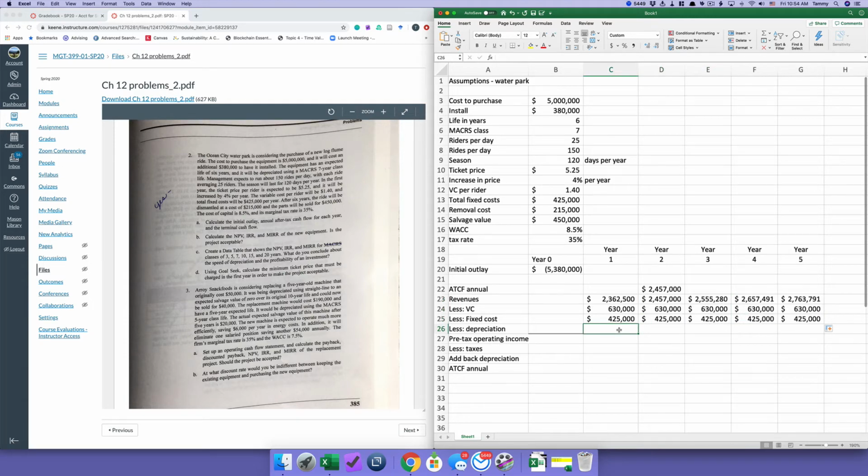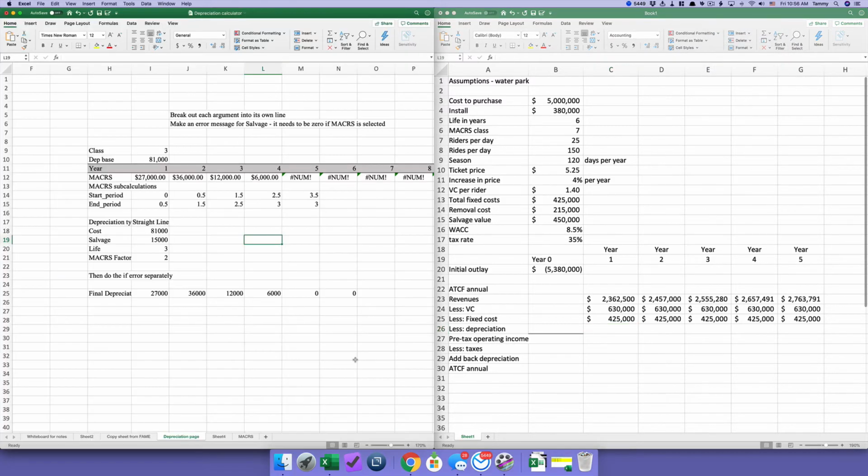I'm going to pause the video right now and find the depreciation sheet from the prior workbook. Okay, so I found the worksheet where I took you through the details of how to do the MACRS depreciation calculation. And if we look over here, this is the formula that was used. Let's go ahead and just, instead of copying and pasting this formula, make it up from scratch over here.